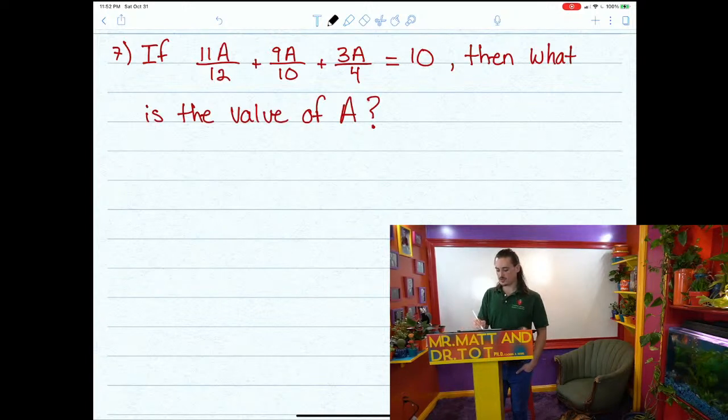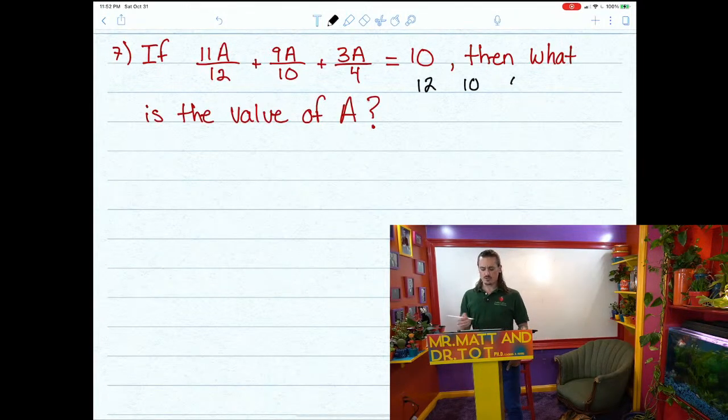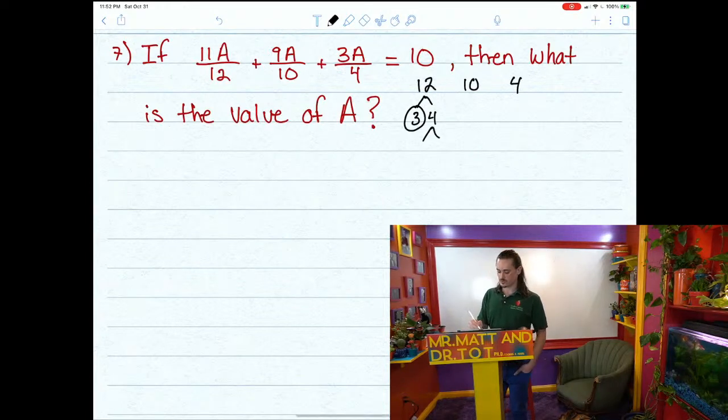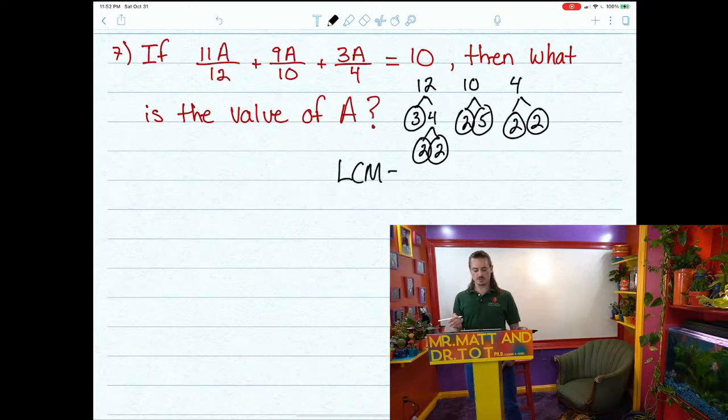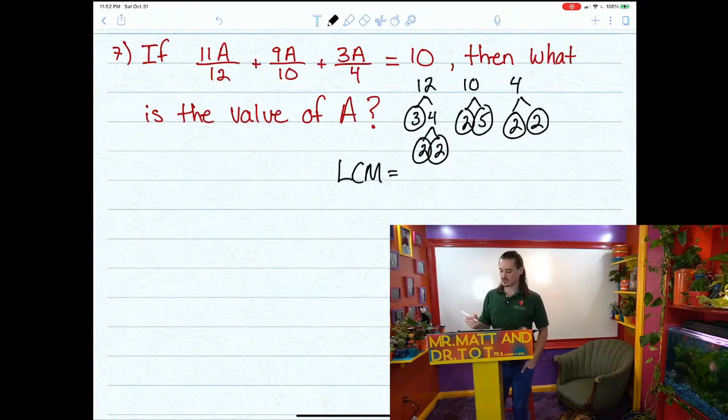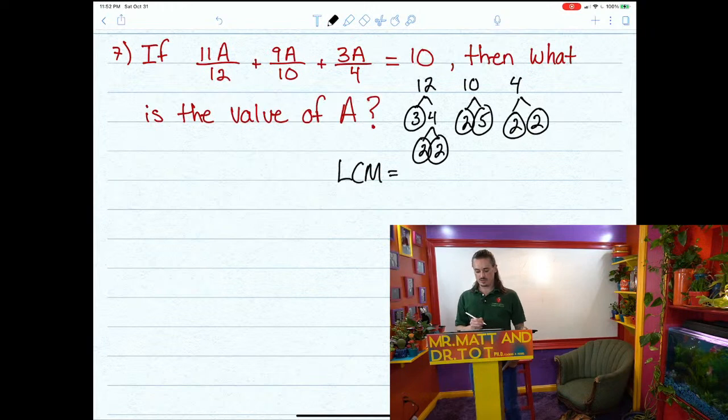Taking each factor, the most number of times that occurs in any one factorization: 3 occurs 1 time in 12, 0 times in 10, 0 times in 4, so I'm going to take 1 3. 2 occurs 2 times in 12, 1 time in 10, 2 times in 4, so I'm going to take 2 2's. 5 occurs 0 times in 12, 1 time in 10, 0 times in 4, so I'm going to take 1 5. 3 times 2 times 2 times 5 is going to be equal to 60.